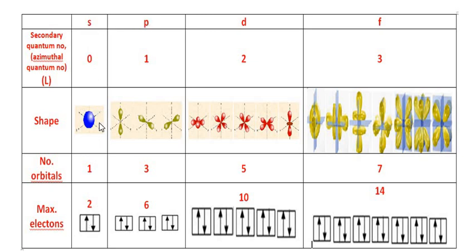Maximum number of electrons: the s orbital can take 2 electrons maximum. The p sublevel has 3 orbitals, each one takes 2 electrons, so 2, 2, 2, 6 electrons maximum, and so on.